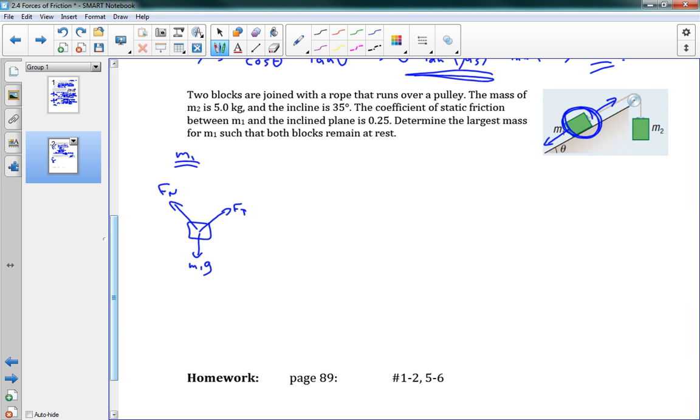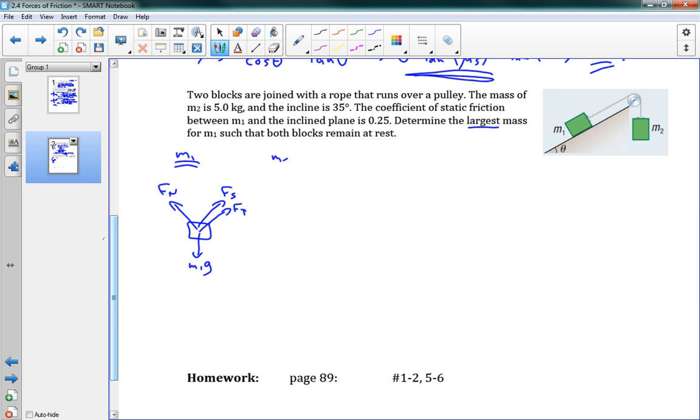You can see that the opposite of this question is if we said, what's the minimum mass of M1? Well, we're making M1 lighter and lighter, so that it wants to start going up this way, and then we'd have static friction acting in the opposite direction. So we could solve both of these problems, but here it's saying we want the largest mass of M1, so that means our static friction is going to be stopping M1 from sliding down to the left. So here's my static friction. All right, and there's my picture.